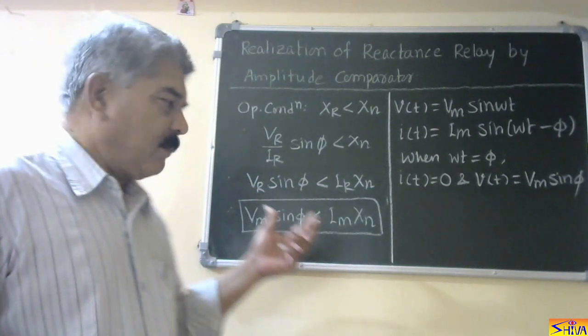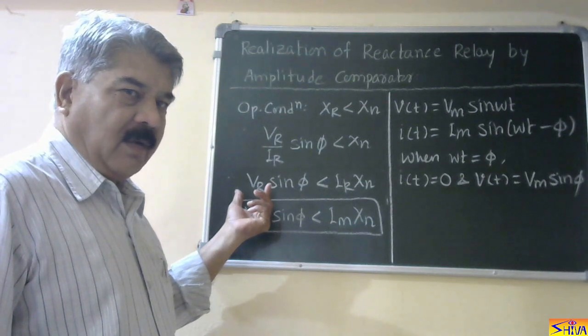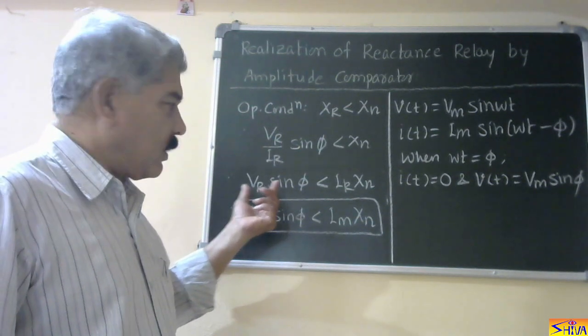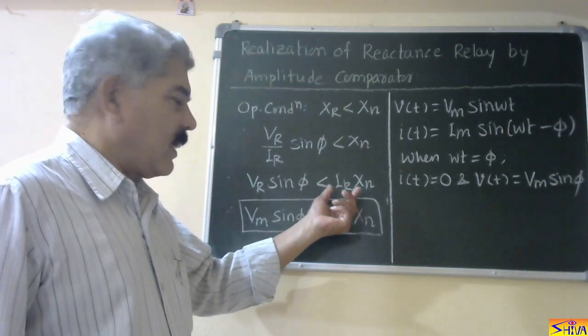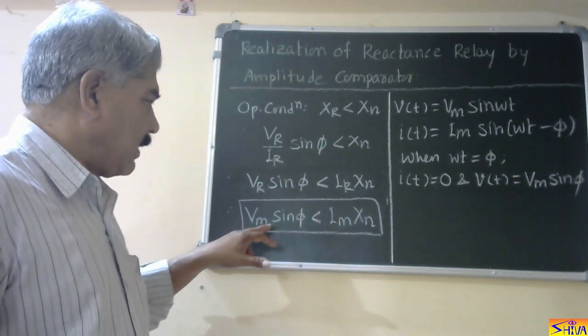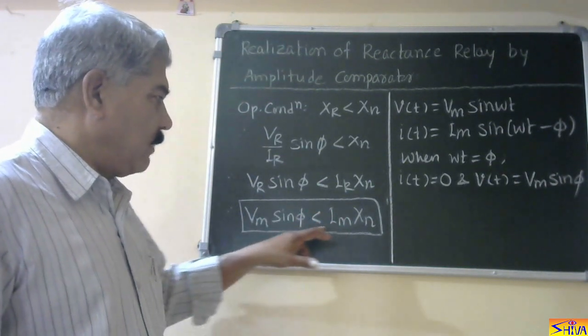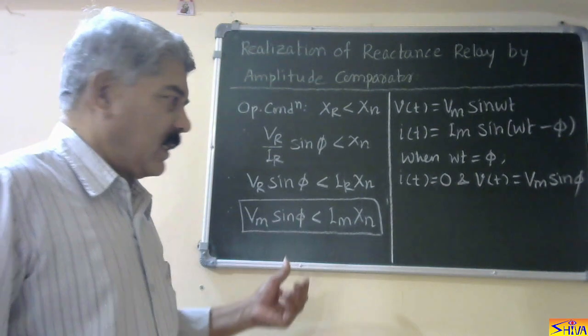Now if we multiply both sides by root 2, we get root 2 into VR, which is the peak value or maximum value of the voltage, and root 2 into IR, which is the peak value of the current. So this equation can be written as Vm sin phi should be less than Im XN. So this is the equation which we have to generate.